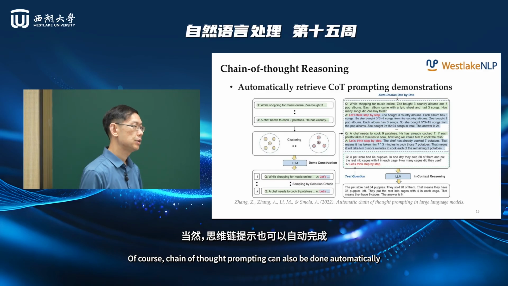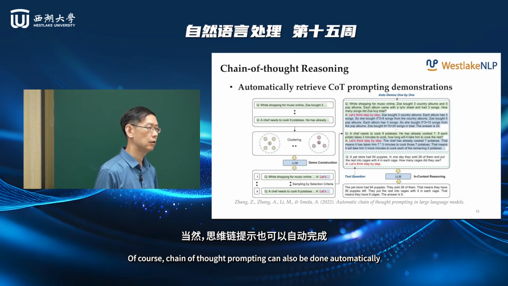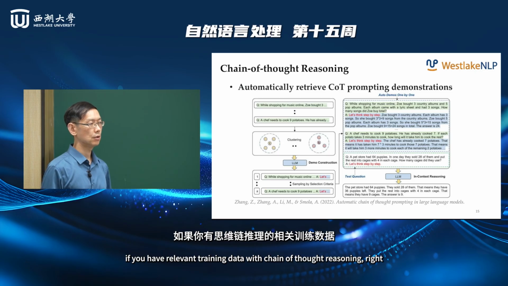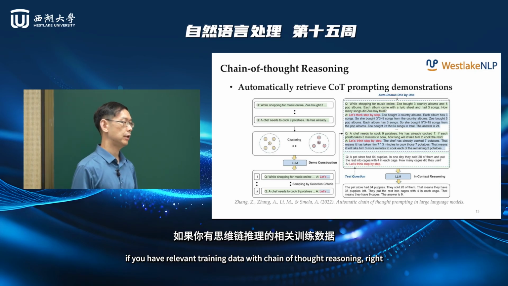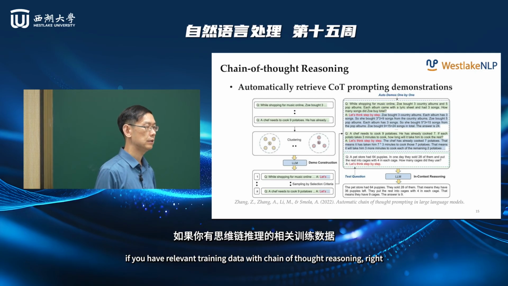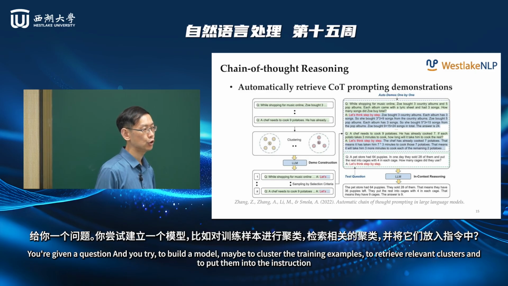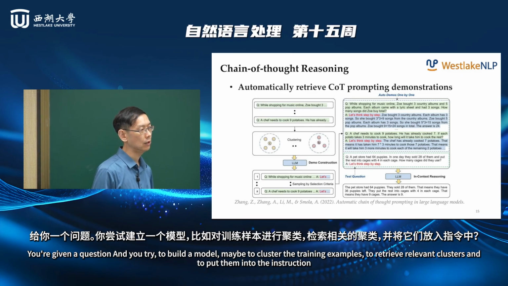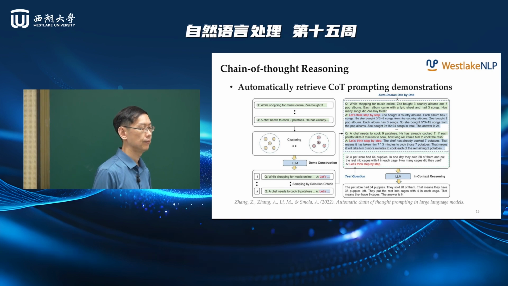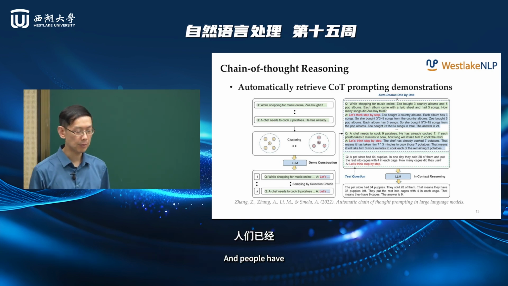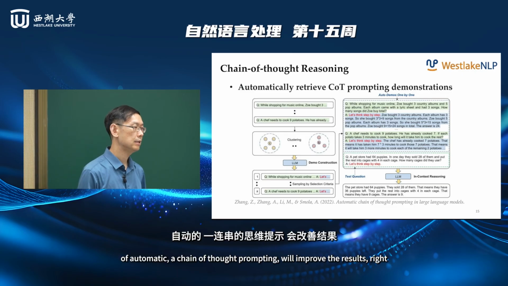Of course, chain of thought prompting can also be done automatically. If you have relevant training data with chain of thought reasoning, and you are given a question, you try to build a model, maybe to cluster the training examples, to retrieve relevant clusters, and to put them into the instruction. And people have shown that this kind of automatic chain of thought prompting will improve the results.